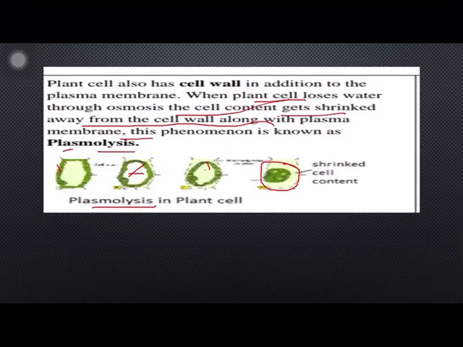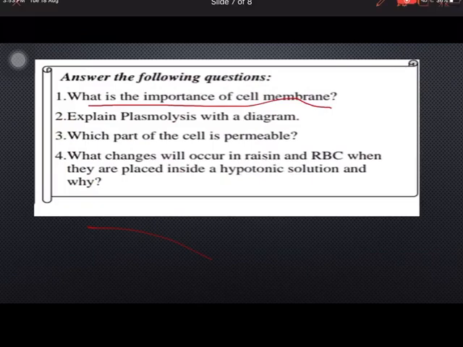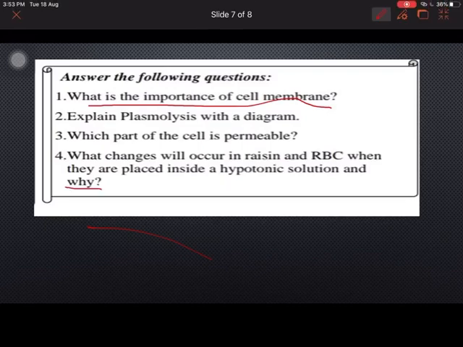Okay. Then the last question, what changes will occur in raisins and RBC when they are placed in a hypertonic solution? When they are placed in a hypotonic solution, they will swell up because the concentration of water inside the raisins is very less as compared to the outside. So the water will enter and result in the swelling up of these raisins and RBCs.